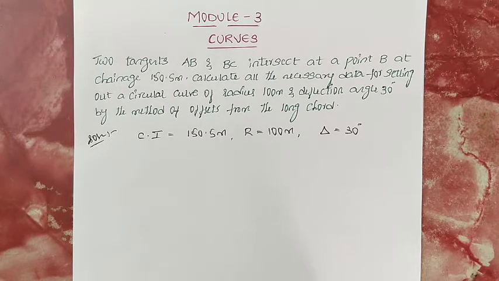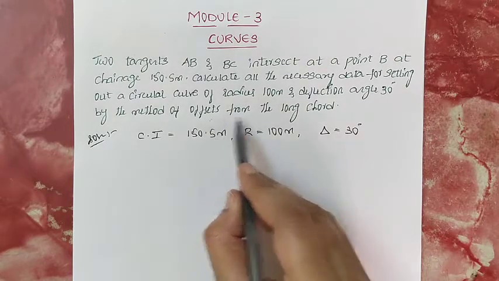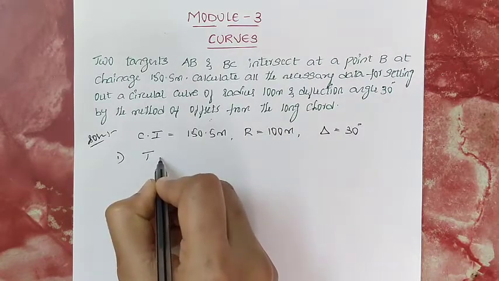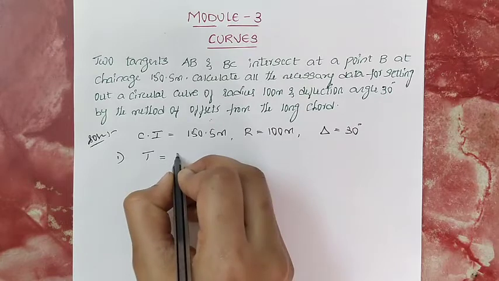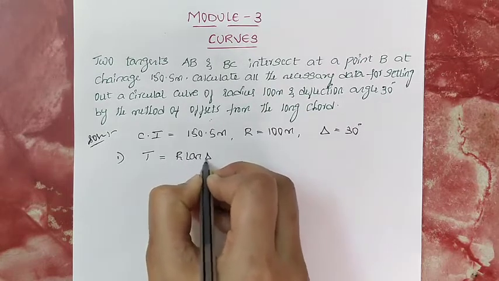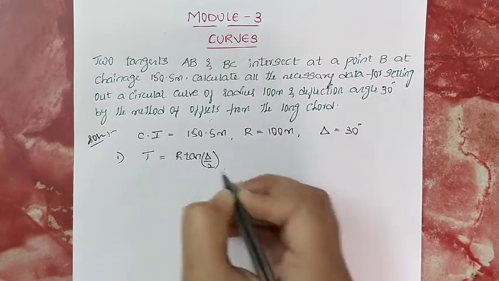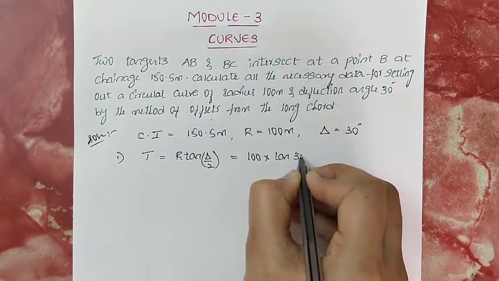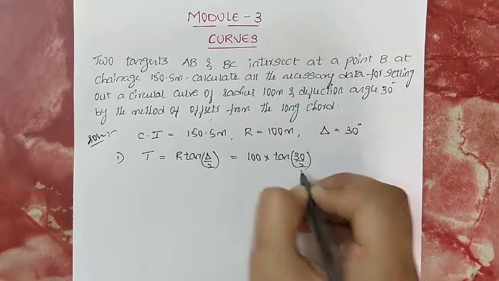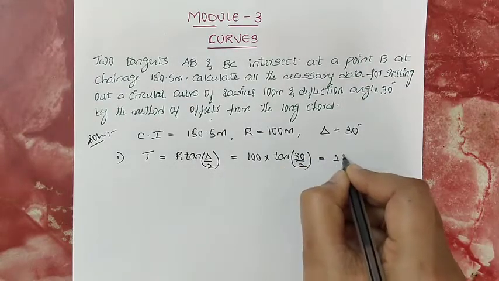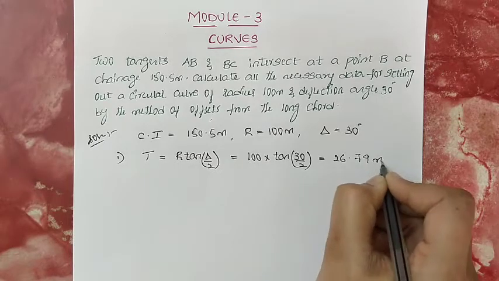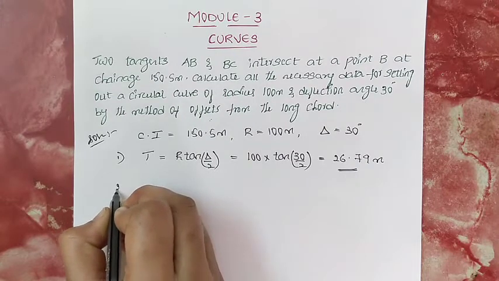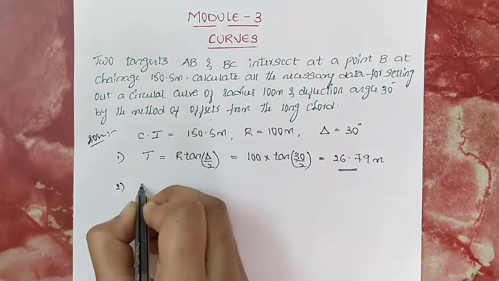The first thing, in order to set out the curve by the offsets from the long chord, you need to calculate the tangent length. It is denoted by T. It is given by R tan of delta by 2. Substitute the value, R they have given 100 into tan of 30 divided by 2, and you will get 26.79 meter.